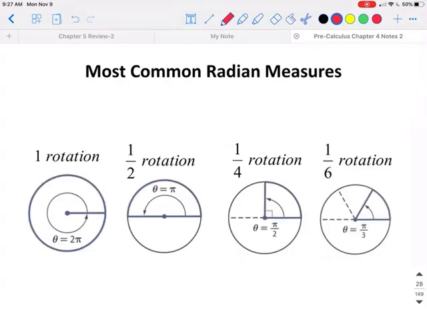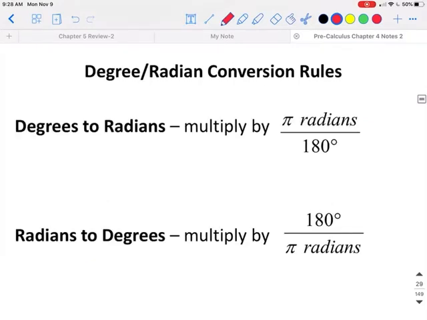The most common radian measures: one whole circle, remember, is 360 degrees, which in radians is 2 pi. Half of a circle, or 180 degrees, is pi radians. A quarter of a circle, or 90 degrees, is equal to pi over 2 in radians. Or a sixth of a circle, or 60 degrees, is equal to pi over 3 in radians.